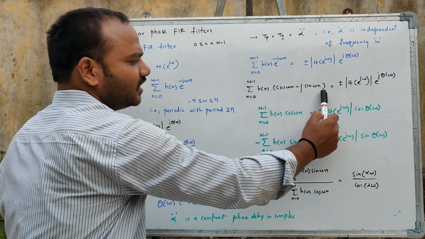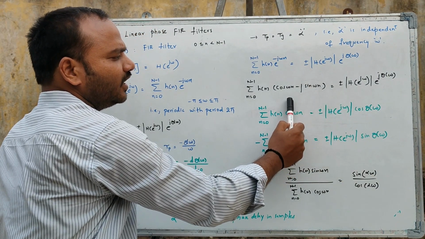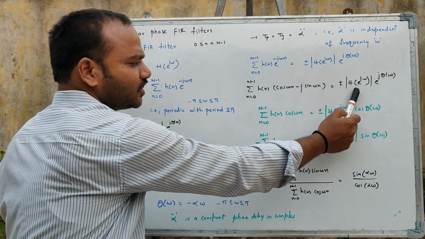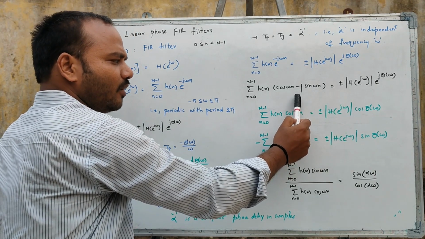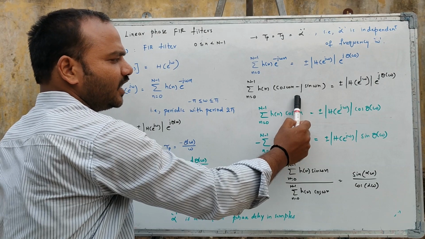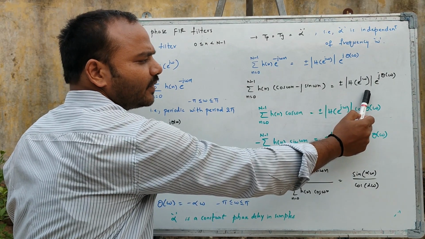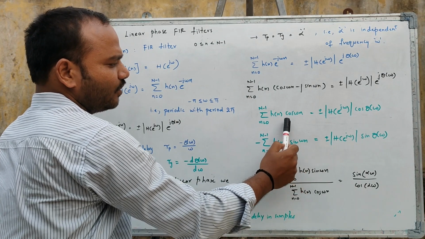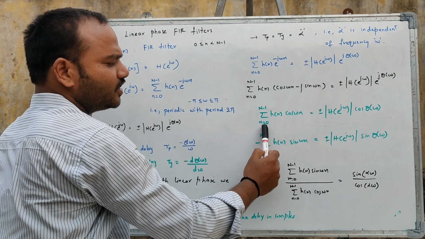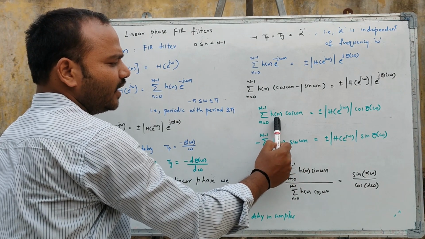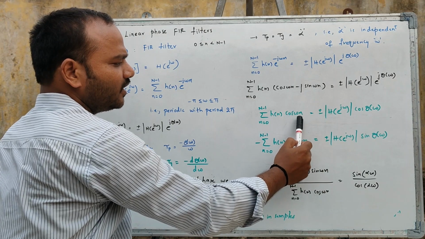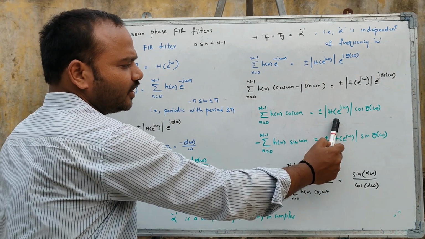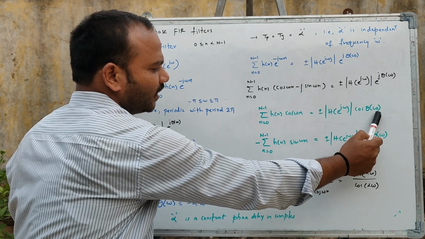Then in this equation you equate real parts with the real parts of this one, and equate the complex part of the left hand side with the complex part of the right hand side. Then you will get two equations. One is summation from n equal to 0 to N minus 1 h of n cos of omega n is equal to magnitude and cos of theta of omega.